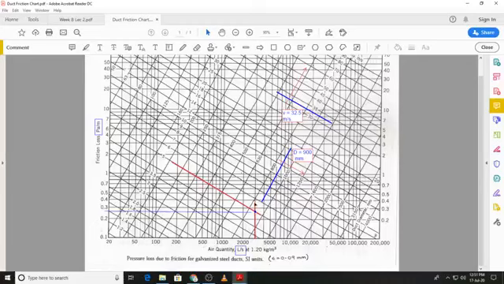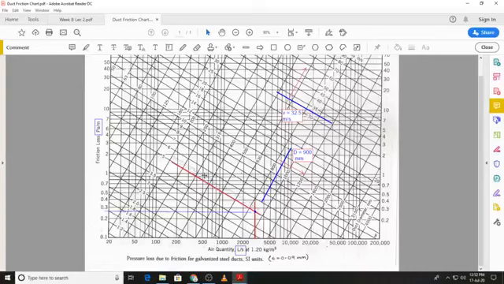So you draw a vertical line, and then you draw a line which has a velocity of 5 meters per second. Where they intersect, then you draw a horizontal line that you can see over here, and then read the value from the scale for the friction loss, and the value over here we can see is around 0.275 pascals per meter.